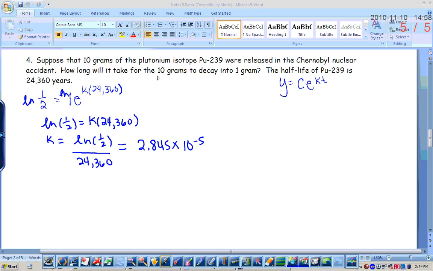Okay, so now we can actually figure out how long it's going to take for 10 grams to decay into 1 gram. So the ending amount is 1, the beginning amount is 10, e to the k, and I'm just going to write k. I've already identified that k is this number right here, so it's okay to write k there, and then t. And I'm going to go back to my calculator and solve this problem for t.